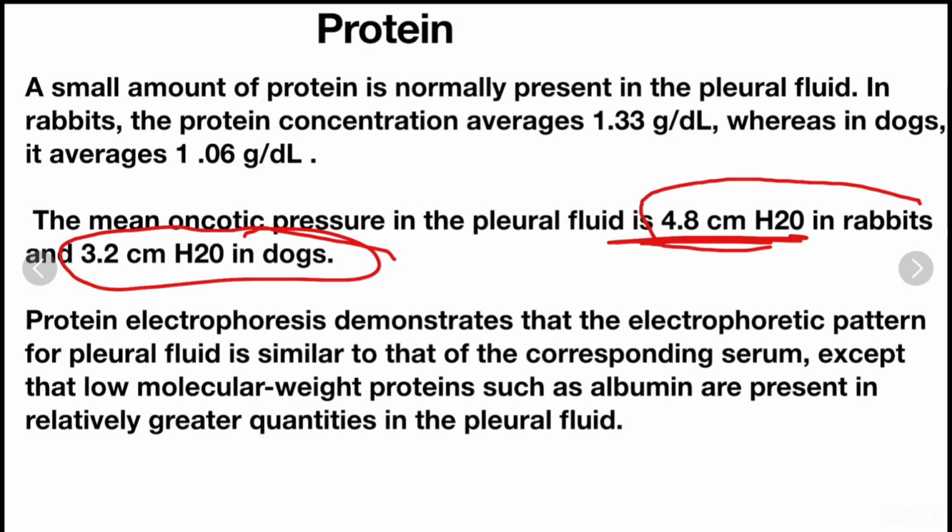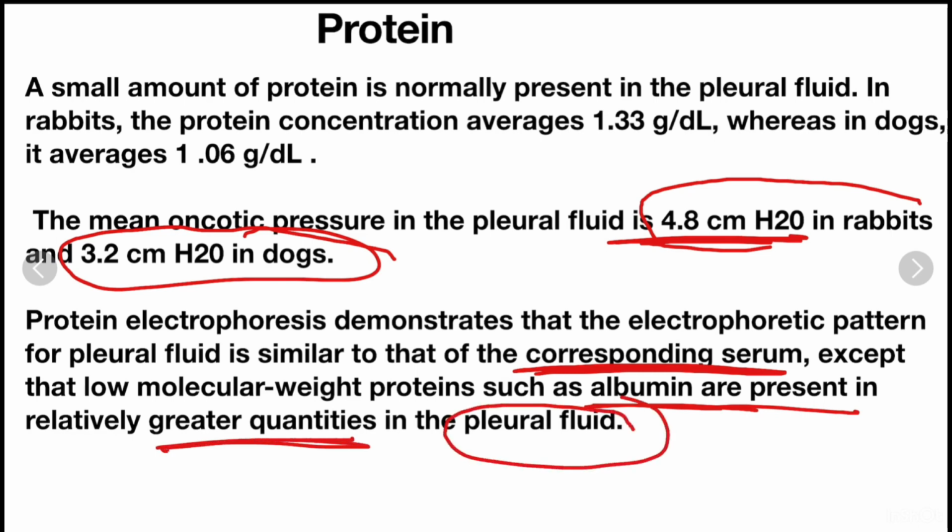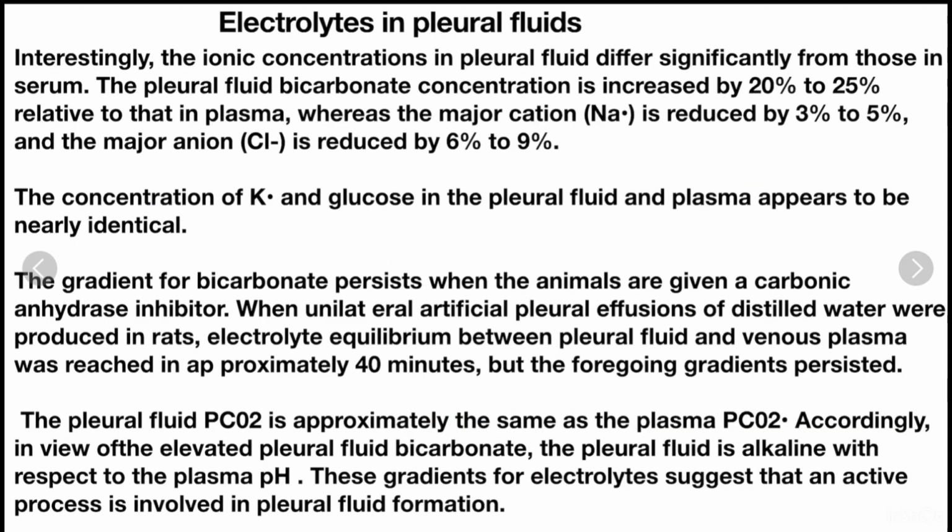Protein electrophoresis demonstrates that the electrophoretic pattern of the pleural fluid is similar to that of corresponding serum. Very, very important. Except that low molecular weight proteins such as albumin are present in relatively greater quantities in the pleural fluid. So they are telling low molecular weight protein like albumin was relatively greater, not very high, in the pleural fluid.